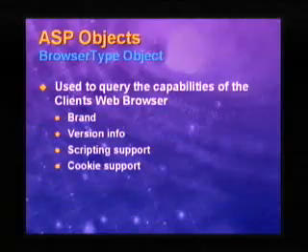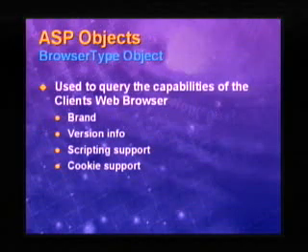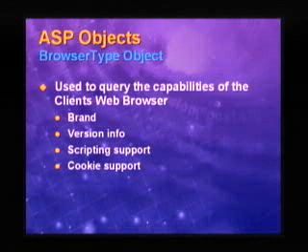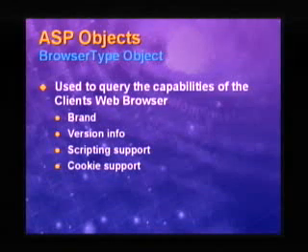The BrowserType object. This basically allows you to query the browser that's making an HTTP request to the server, and gather information about that browser: brand, version info, cookie support, frame support, scripting, etc. This will allow you to modify your web class application for the actual client that's calling in.